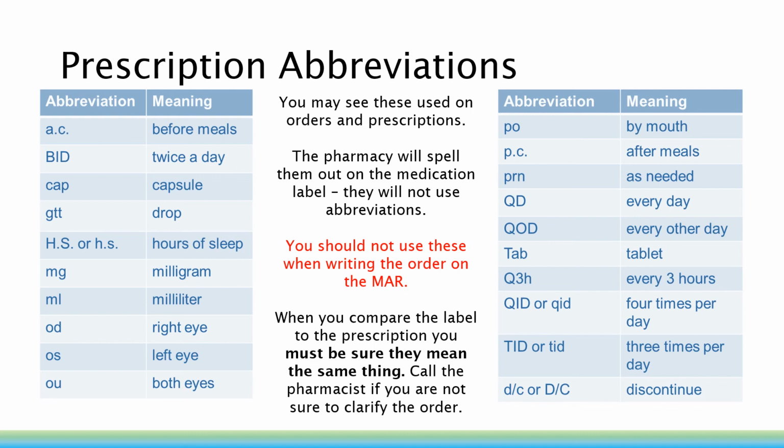You may see these on orders or prescriptions. The pharmacy will spell them out on the medication label. They will not use abbreviations. You should not use these when writing the order on the MAR. When you compare the label to the prescription, you must be sure they mean the same thing. Call the pharmacist immediately if you do not understand or are not sure how to clarify the order.